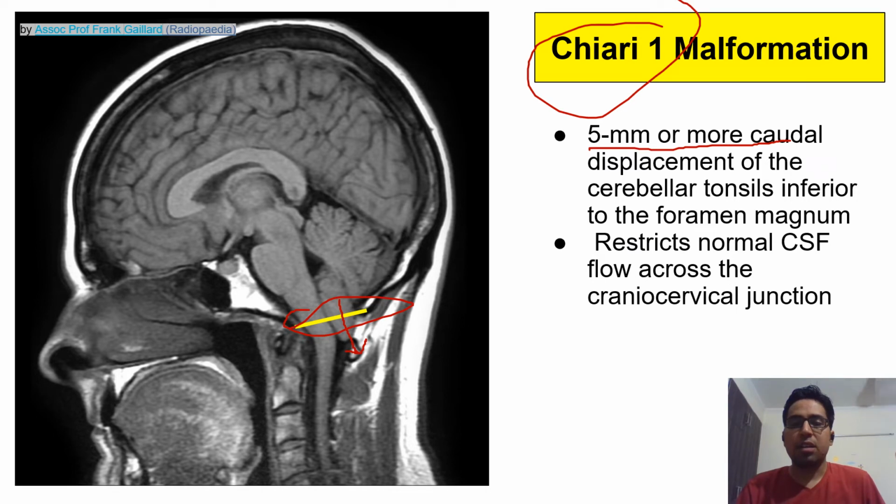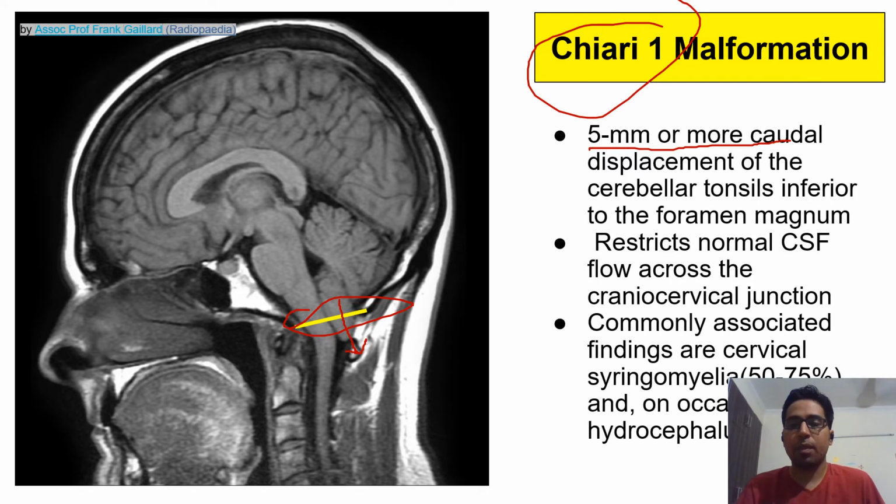What happens is that by this displacement, it compresses the brainstem, and it also obstructs the normal pathway of CSF drainage. So it restricts normal CSF flow across the cranio-cervical junction. It is commonly associated with cervical syringomyelia. About 50 to 75% of the cases are associated with cervical syringomyelia, and on occasions it is also associated with hydrocephalus. Around 10% of the cases are associated with hydrocephalus.